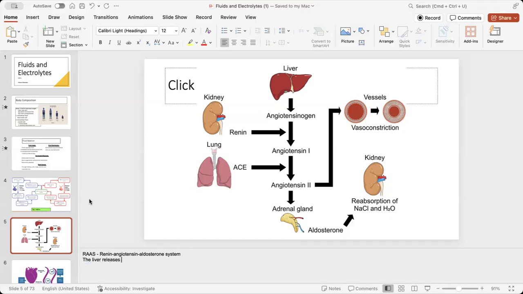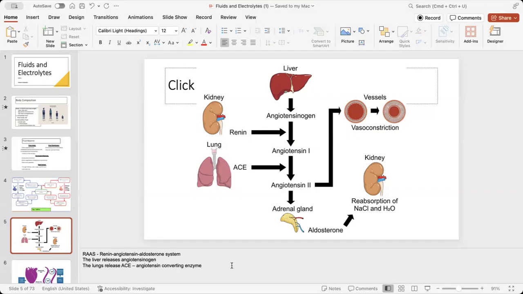Then we have angiotensin 1. Is that an active form? Does that do anything? No, okay. So now we need to have ACE. The lungs are going to release ACE. What does ACE stand for? Angiotensin converting enzyme. So that is going to make angiotensin 1 convert into angiotensin 2. Is angiotensin 2 the active form? Yes. And then what is that going to do?